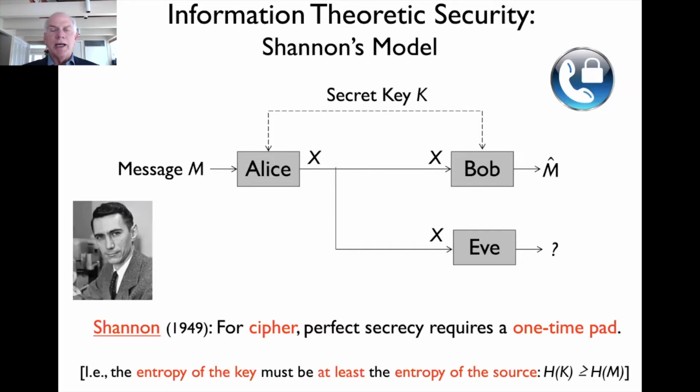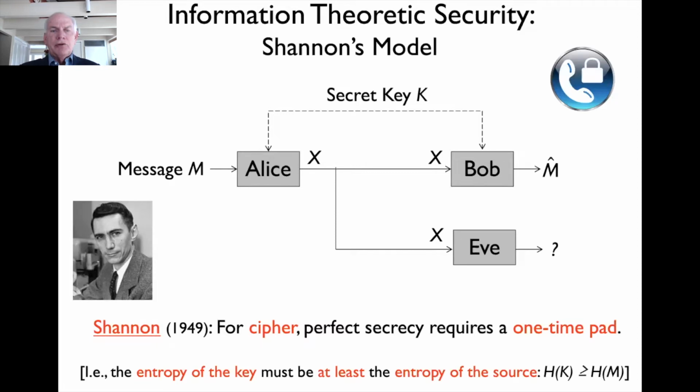Well, just like almost everything in information theory, it goes back to Claude Shannon. He had a famous 1948 paper where he laid out the principles of information theory, but he also had a 1949 paper where he looked at the security of cipher systems. And so he looked at a system like the one I've shown on the screen here.